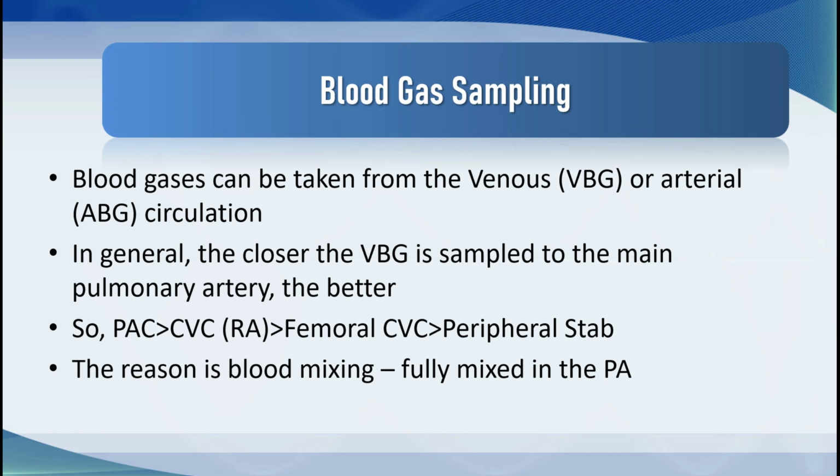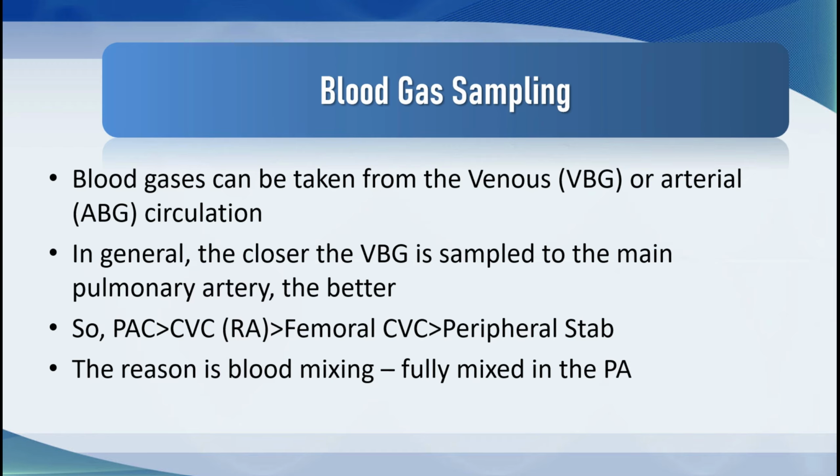So a venous gas from a pulmonary artery catheter is better than a central venous catheter in the right atrium, versus a femoral central venous catheter, versus a peripheral stab. And the reason for this is blood mixing. Blood is fully mixed in the pulmonary artery. That's why it's called a mixed venous blood gas.